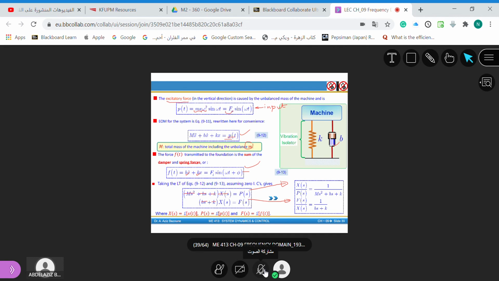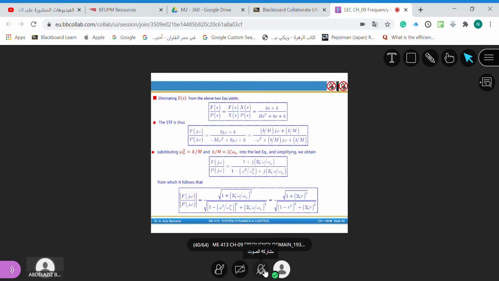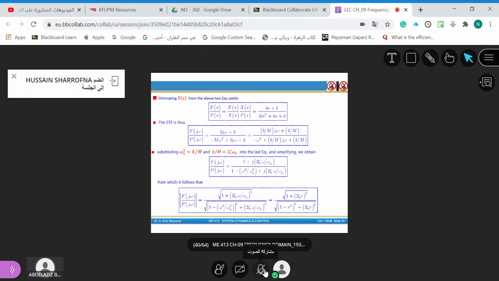And if you want to take X of s over P of s, or X of s over F of s, this will give you the following. Now we can write F of s divided by P of s.